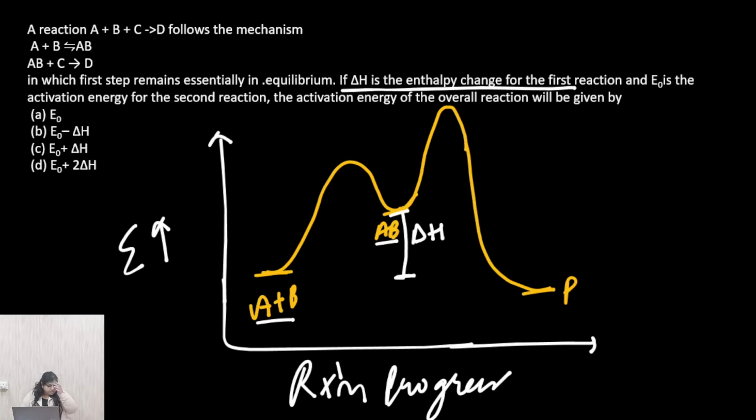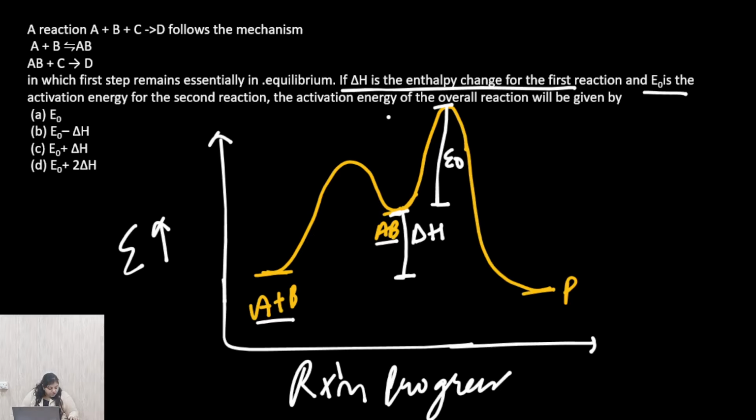And for the second reaction, E naught is the activation energy. So the second step, AB combining with C, requires this much activation energy. From this gap to this gap is my activation energy, which is E naught. So we are asked to find the activation energy of the overall reaction.